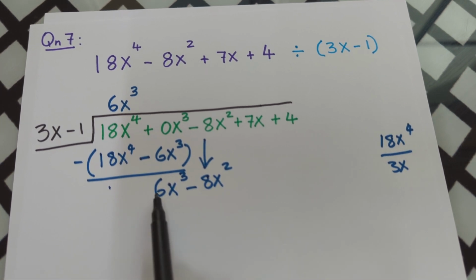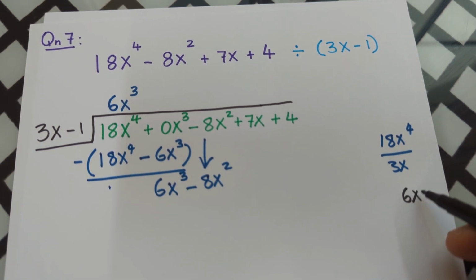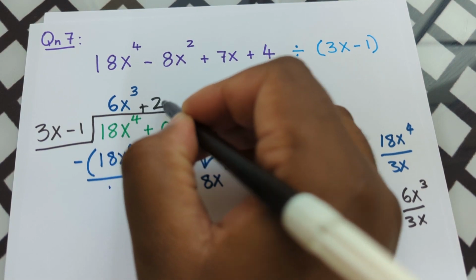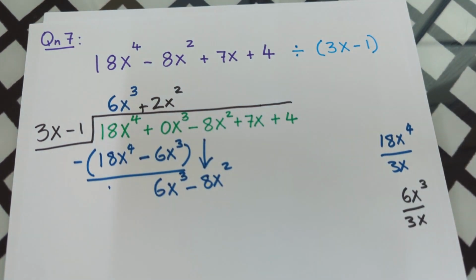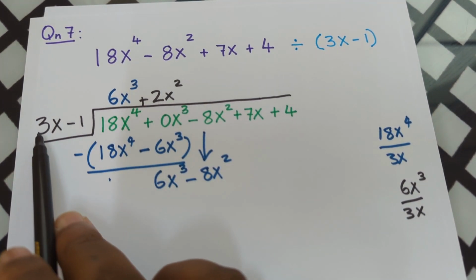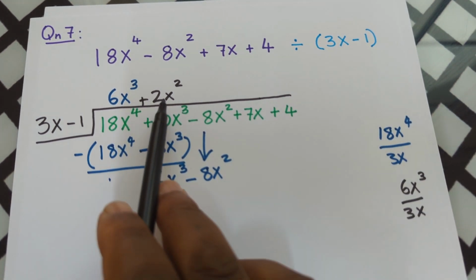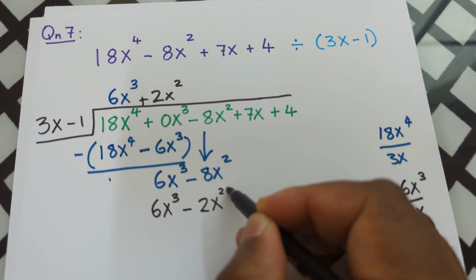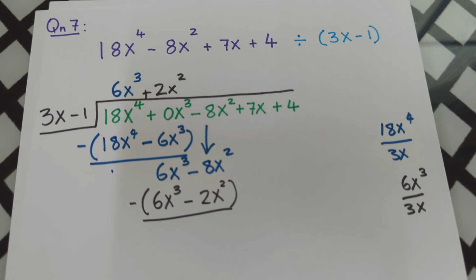Let's divide 6x cubed divided by 3x. So 6x to the power 3 divided by 3x. 6 divided by 3, that's a positive 2. And x cubed divided by x, that's x to the power of 2. Now let's multiply 2x squared multiplied by 3x. It will go back to 6x to the power 3. Then 2x squared multiplied by negative 1, that's negative 2x to the power 2. We put our brackets and we subtract.